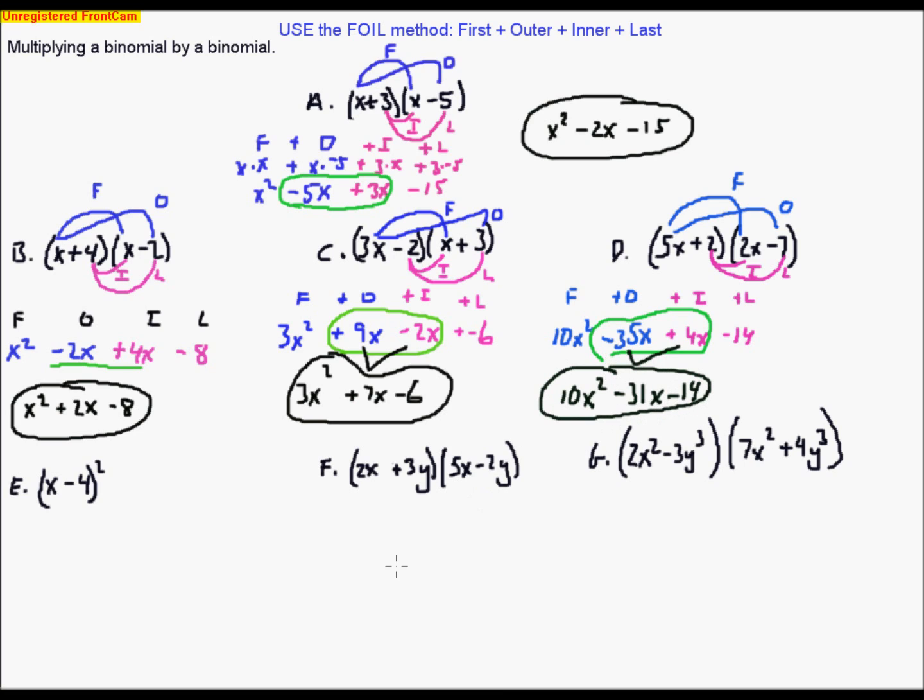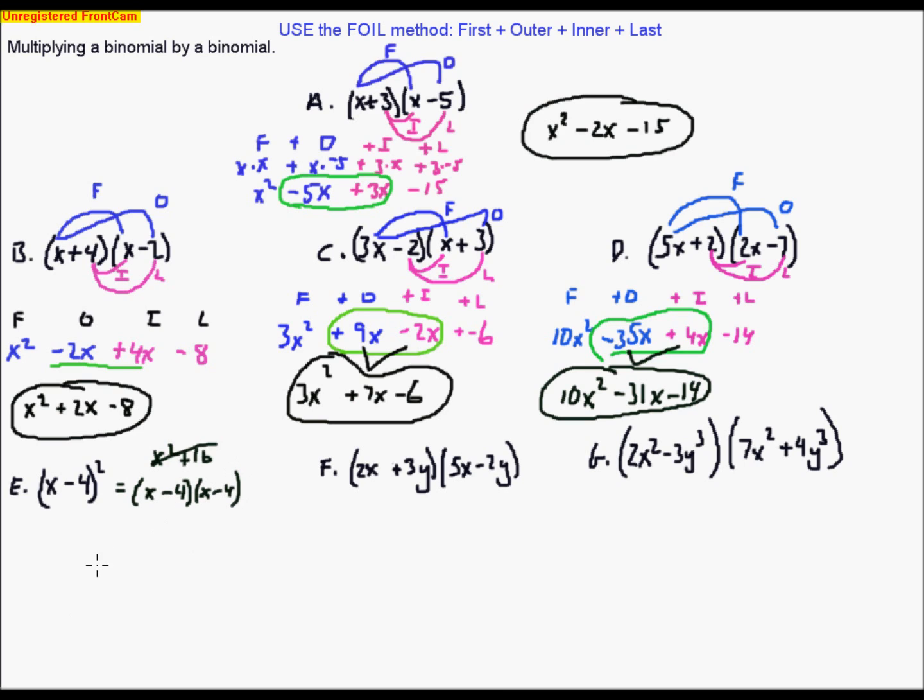There's our answer. Well, this next problem looks a little bit different. Here we have x minus 4, and it's a quantity being squared. Well, a common mistake is people want to say x squared plus 16. That's wrong. People try to square the x and square the negative 4. That's not right. You've got to write it out twice and then use FOIL.